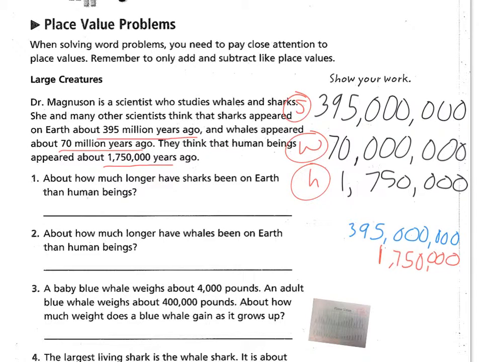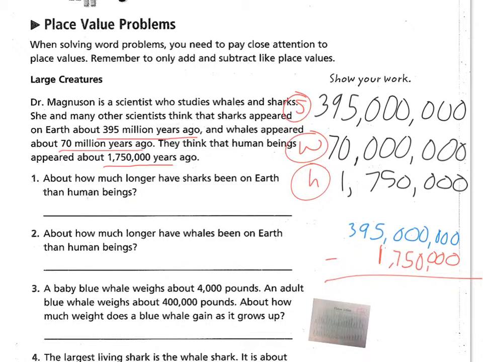All right, there I've set up my problem. And again, I've lined up my place values all the way down. My millions place is lined up. My ones place is lined up. My commas line up. So then I know that I'm going to get the right answer. I just have to know what I have to do. About how much longer? They want to know how much longer. So again, I am going to subtract. Since I am comparing them, I am not putting them together.